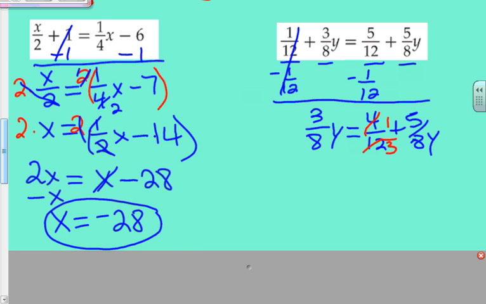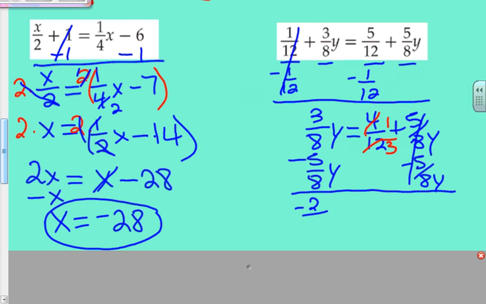Now I'm going to take my 5/8 y and subtract it over here. Since we have common denominators, we can just add and subtract quite easily. These are gone. 3/8 minus 5/8 is a negative 2/8 y equaling 1/3.